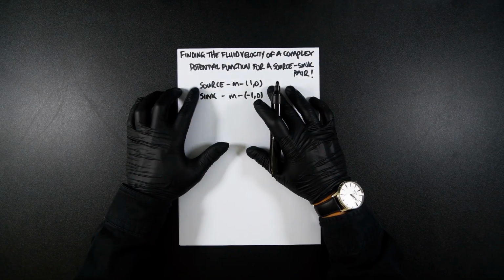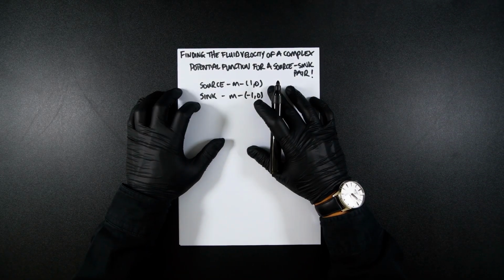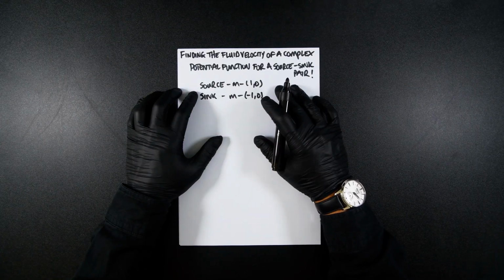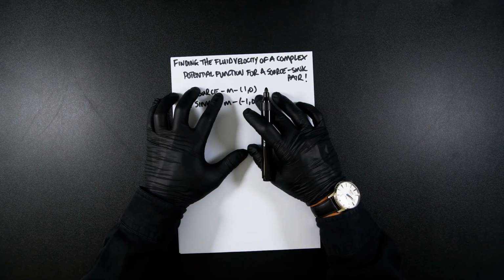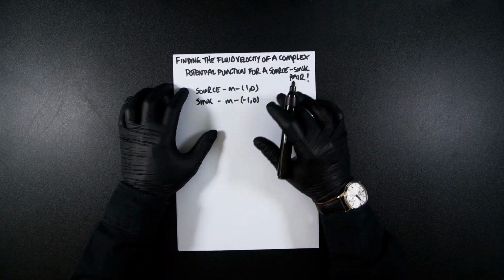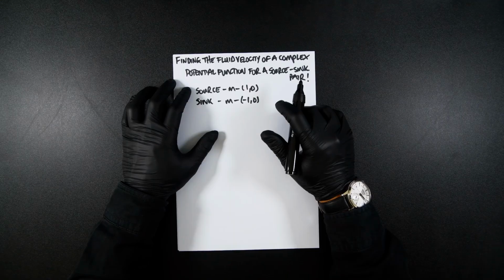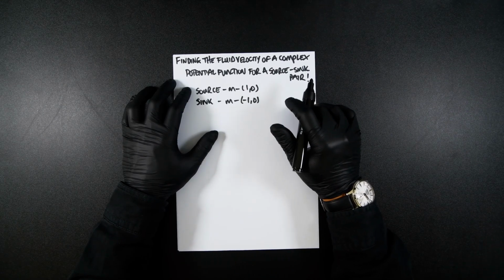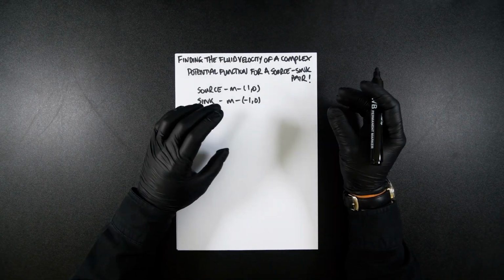So you've got a source and you've got a sink. What does this even mean? It means that this describes a source of strength m at z equals 1 and a sink of strength minus m at z equals minus 1. So we want to find the fluid velocity.